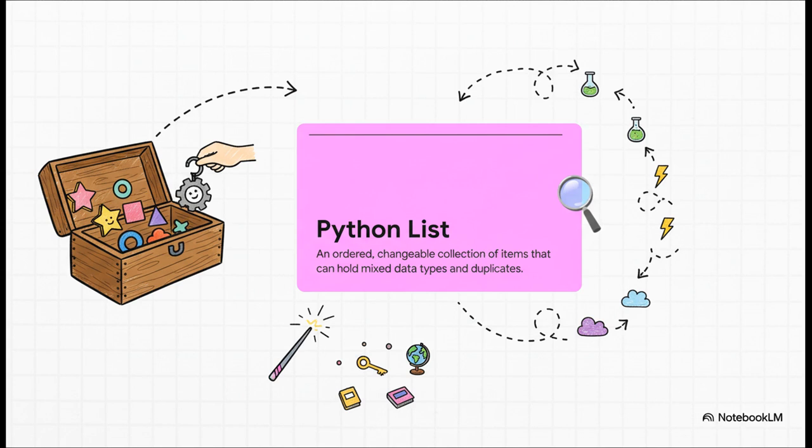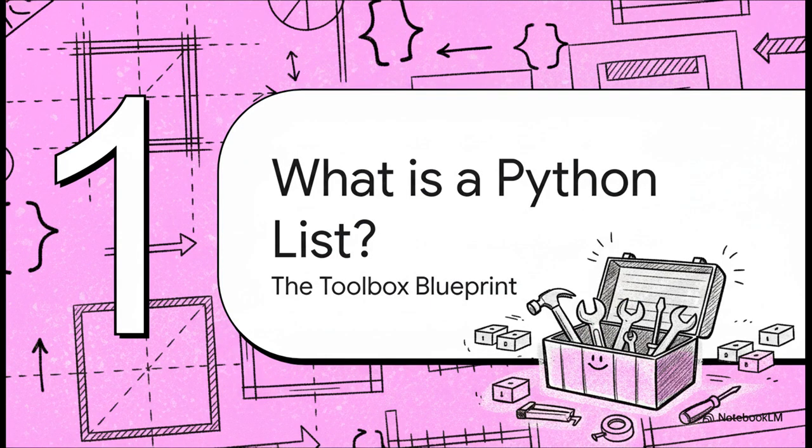For this explainer, I want you to think of it as a magic toolbox. Why magic? Well, for one, it's ordered, so it keeps all your tools exactly where you put them. And it's changeable, which means you can add new tools, take old ones out, and organize everything on the fly. So, what's the actual blueprint for this toolbox? What are the core rules that make it one of the most used things in all of Python? Let's break down its key features.